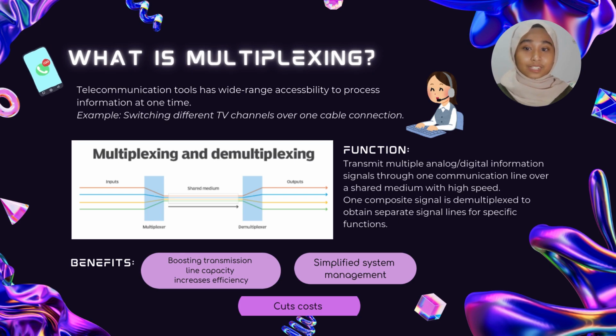We'd get one traveling composite signal, like in the picture, that goes into a demultiplexer for reprocessing into separate signal lines for different functions. So, we've simplified the system management with increased efficiency by boosting the transmission line capacity while cutting high costs of physical infrastructures.